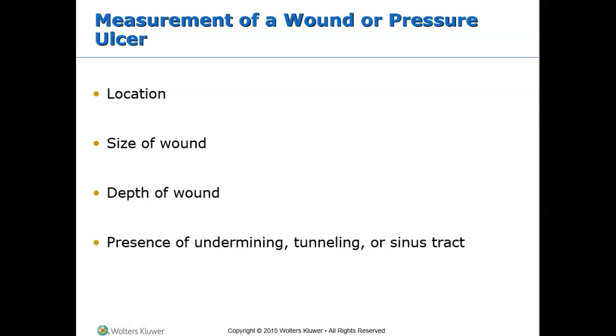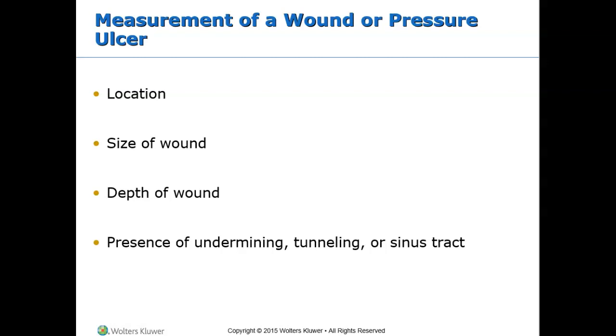Location can give you clues to the wound etiology. So how did this wound occur? A wound over a bony prominence could be related to pressure, whereas one on the bottom of the foot could be a diabetic foot ulcer. You have to measure the length and width of the wound in centimeters using a head-to-toe orientation. The longest length, head to toe, and the widest width, side to side, perpendicular or at a 90-degree angle to the length, encompassing the entire wound.